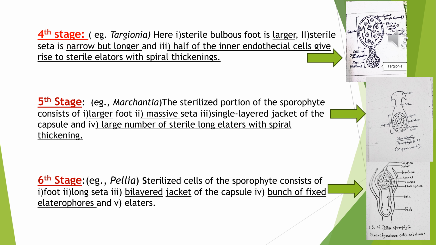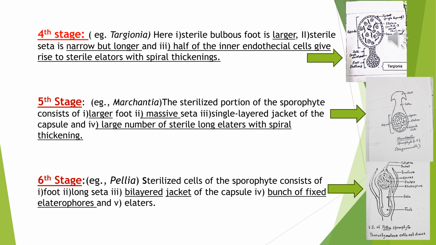Now the fifth stage, example Marchantia. The sterilized portion of the sporophyte consists of: 1. Larger foot, larger is important; 2. Massive seta, massive is important; 3. Single layered jacket of the capsule; and 4. Large number of sterile, long elaters with spiral thickening. So here the elaters are long with spiral thickening.